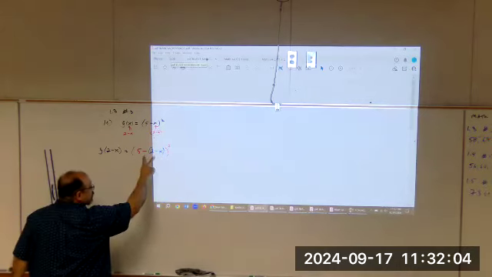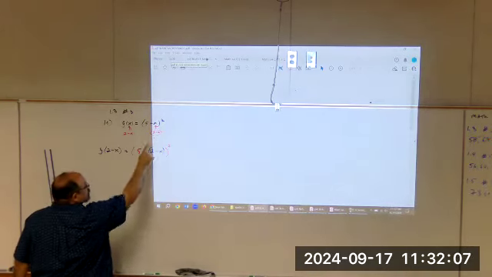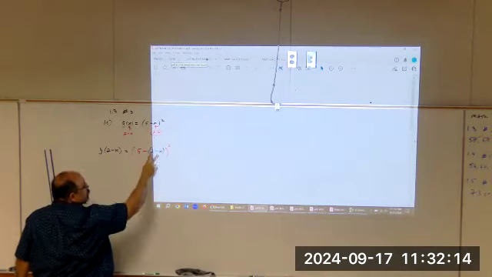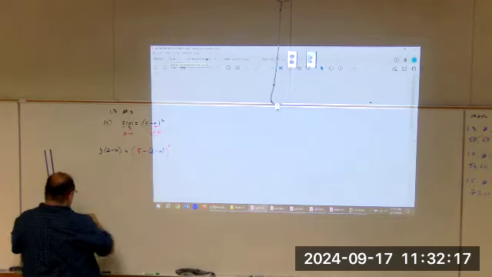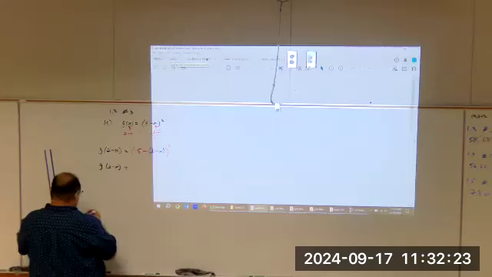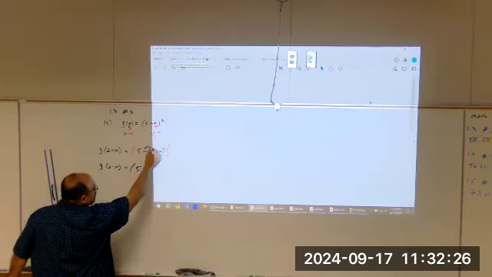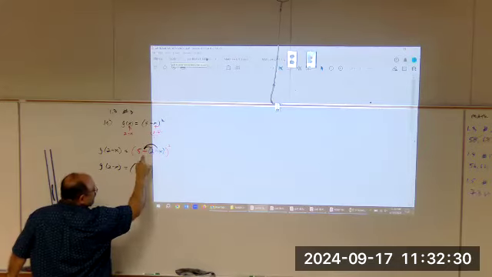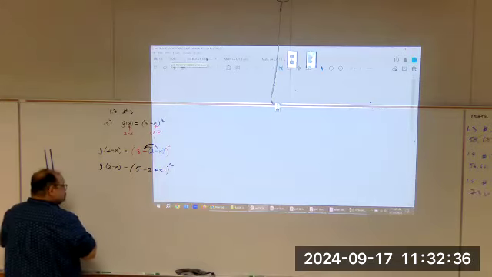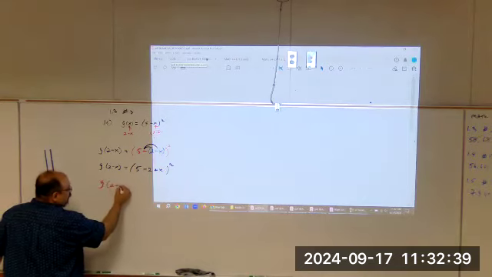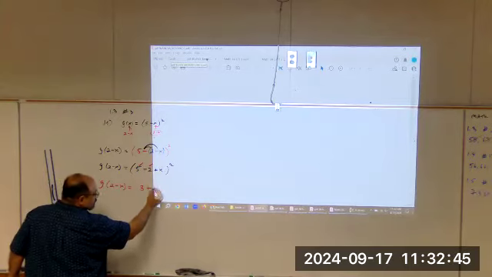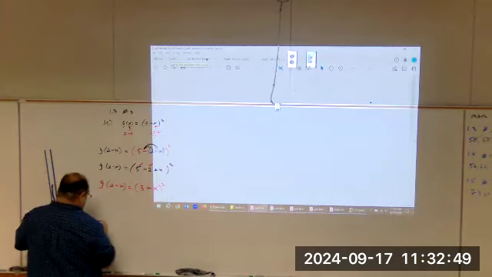Because now you have to do what's in the parentheses before you do the exponent, order of operations. When you make a substitution, again, good habit, use parentheses, and then order of operations. So g of 2 minus x is equal to 5 minus 2 minus negative x. A negative times a negative is now plus x, and then squared. So g of 2 minus x is now 5 minus 2 is 3 plus x squared.